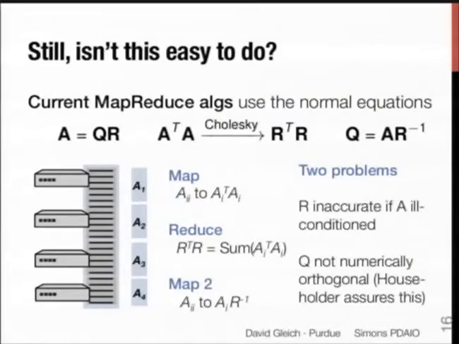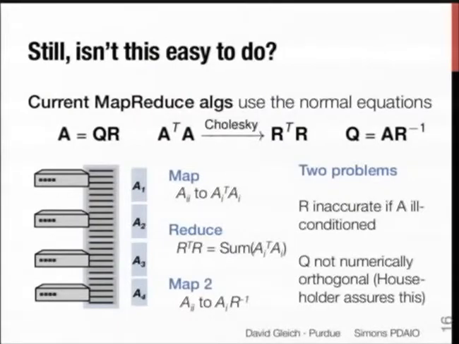So how does this work in MapReduce? We take our little matrix A_1, and we just compute A transpose A. That's something we can do locally, and that's not necessarily n-squared work, but it's fairly efficient. Every mapper outputs its little local n by n block. I said that was cheap. The reducer just sums all these things up and computes a Cholesky factorization of them, and then we just map the matrix A_i back to A_i R inverse.